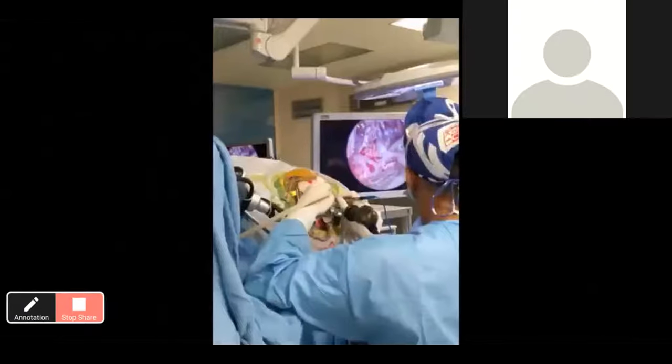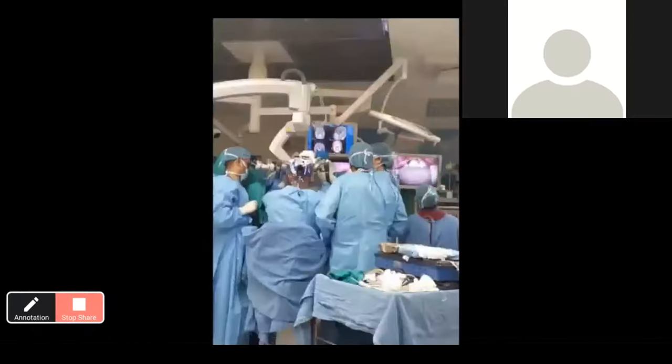This is how we operated with the endoscope. That's with the Mitaka arm. And that's how we operate with the microscope, with the navigation pane and the 3D screen. Thank you very much.